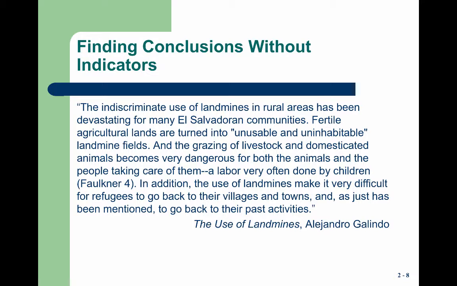He's really saying that because fertile agricultural lands are unusable and uninhabitable, and because grazing of livestock is extremely dangerous under these circumstances, and because it's very difficult for refugees to go back to their towns and villages under these circumstances, that, the conclusion, the indiscriminate use of landmines in rural areas has devastated many El Salvadoran communities. Even though it's the first sentence in the argument, it's the main idea he wants to get across to his audience, so it's the conclusion.